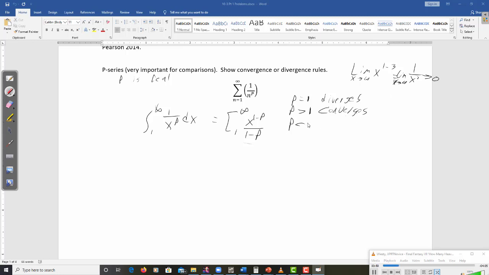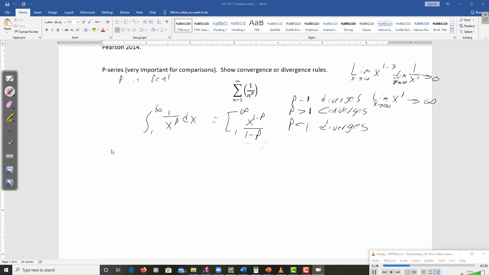If p is less than 1, however, so for example, if p was 0, then you'd have x to the 1, limit as x goes to infinity. I'm not bothering with the bottom, because the bottom would just be a constant. 1 minus 0 would just be 1. 1 minus 3 would just be negative 2. It's the function part that we're worried about, so that's what I'm experimenting with. If you take x to infinity, that's just going to go to infinity. So, diverges.